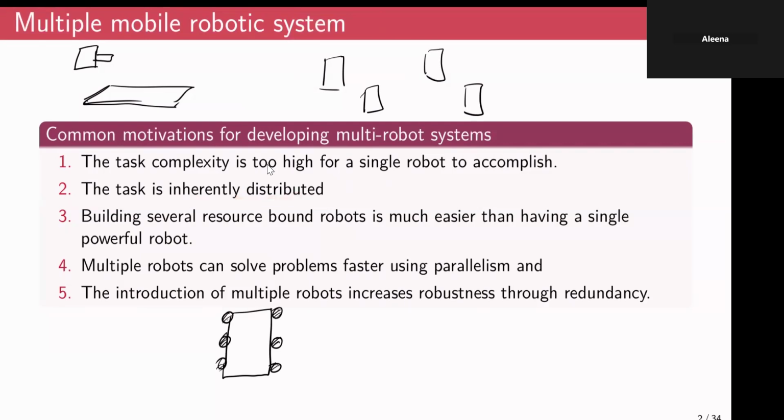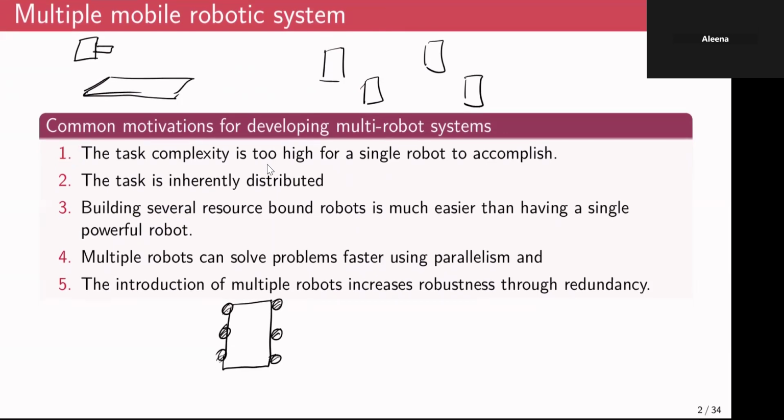The third point is that building several resource-bound robots is much easier than building a single powerful robot. That is also essentially what we discussed in point one. Delegating the task to multiple simpler robots is inherently much easier than having a complex single robot. And in point four, multiple robots can solve problems faster using parallelism.